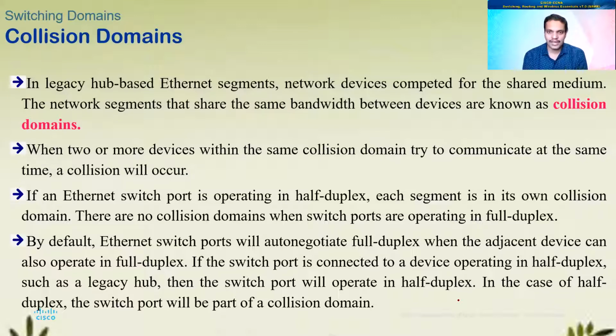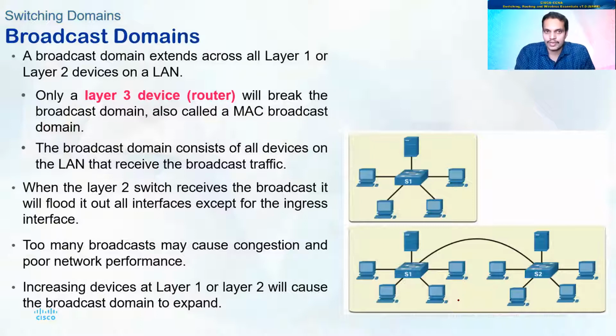By default, Ethernet switch ports will auto-negotiate full duplex when the adjacent device can also operate in full duplex mode. So if both devices can operate in full duplex mode, the Ethernet switch ports can do that through the auto-negotiate feature. If one switch port is connected to a device operating in half duplex, maybe a hub, the switch port will automatically operate in half duplex only. In such cases, the switch port will be part of a collision domain. Now, what about broadcast domains?